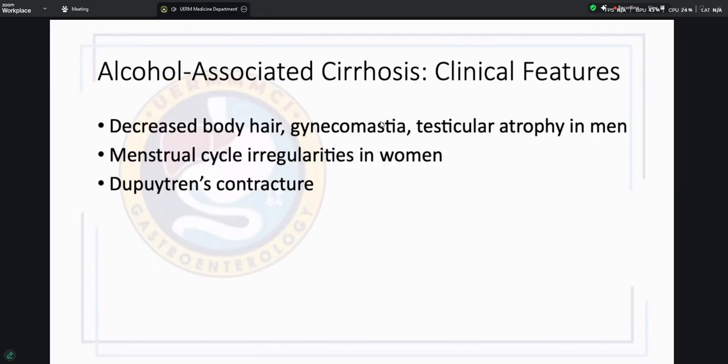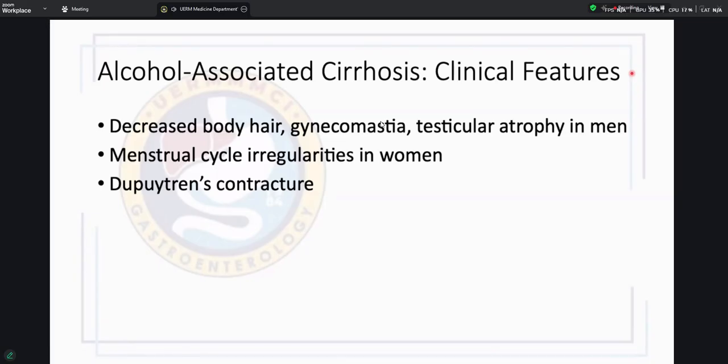There are a lot of symptoms of cirrhosis, and the clinical features are similar regardless of the cause. But I will just mention these symptoms under alcohol-associated cirrhosis because they are much more common and much more pronounced in alcohol-associated cirrhosis than in cirrhosis due to other causes. And this is due to toxic effects of alcohol on the testes, causing hypogonadism and subsequent decrease in testosterone and increase in estrogen.